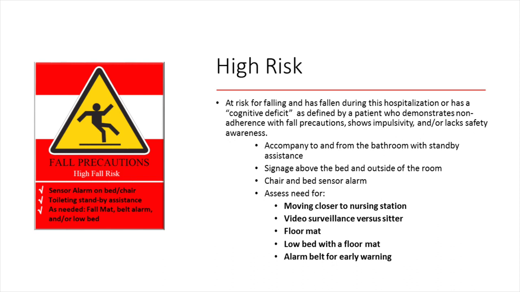These patients are to have universal and at-risk interventions implemented, as well as other interventions at all times, such as a sensor alarm for the chair and bed for adults, and be accompanied to and from the bathroom with standby assistance. Assess the need for further interventions as outlined above in bold.